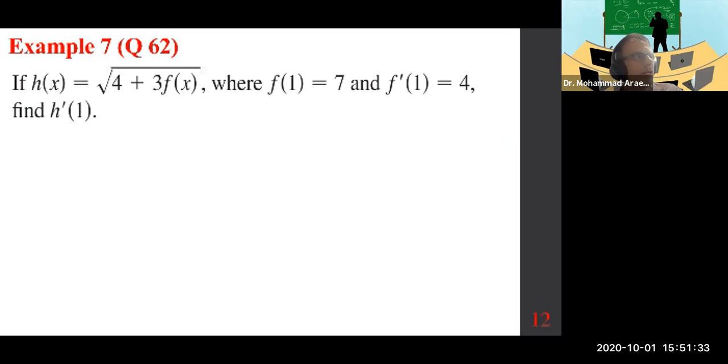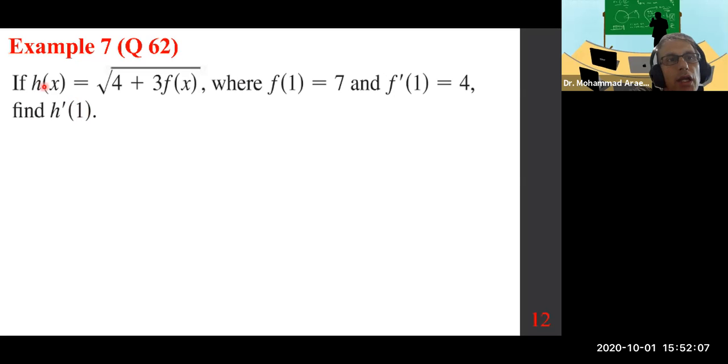If h of x is the square root of 4 plus 3 times f of x, where f of 1 is 7, f prime of 1 is 4, and h prime of 1 is what we want to find. So never mind h prime of 1, let's find h prime of x, okay? And when we're done, we replace it.